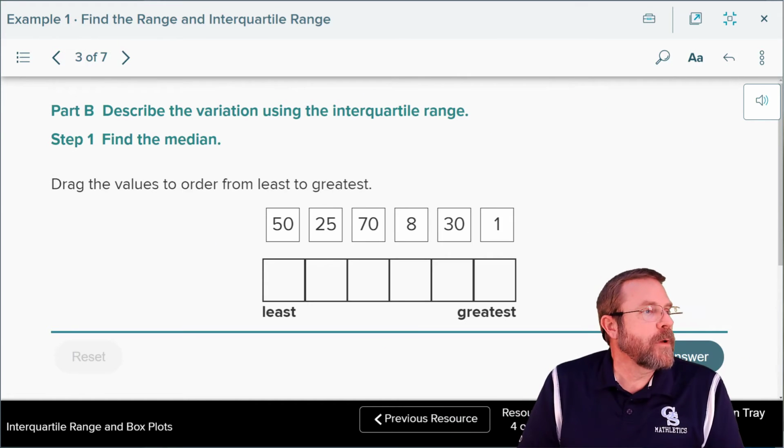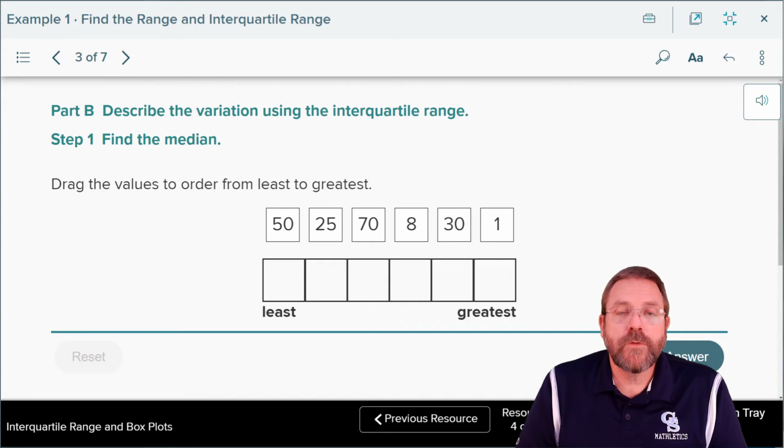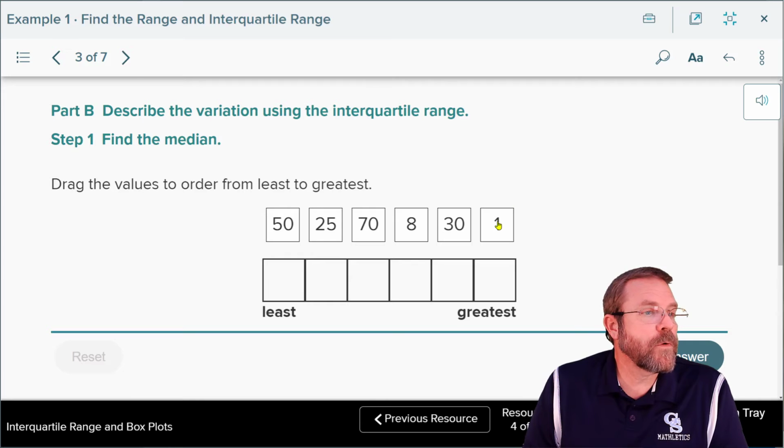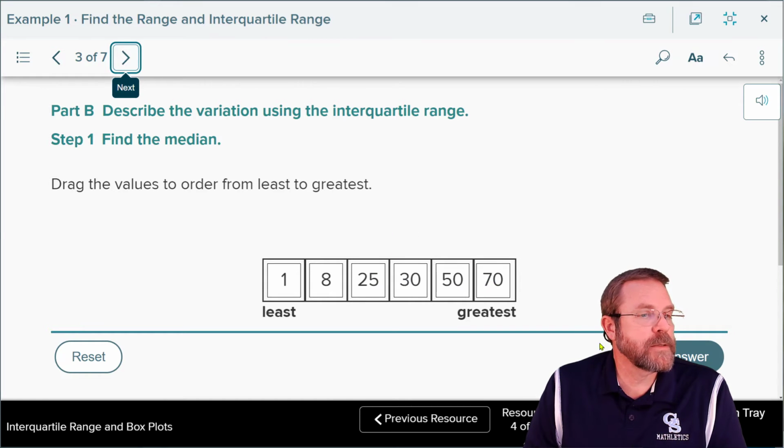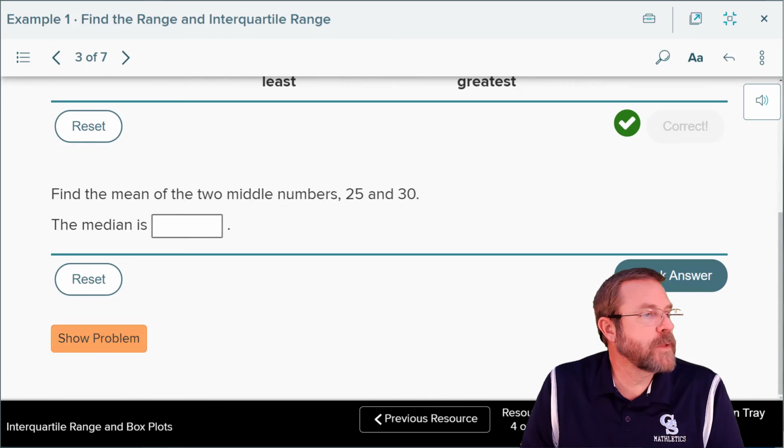Part B of this problem says describe the variation using the interquartile range. The first thing we have to do for that is order our values from least to greatest. So we're going to have a 1, an 8, a 25, a 30, a 50, and a 70. There are our values from least to greatest.